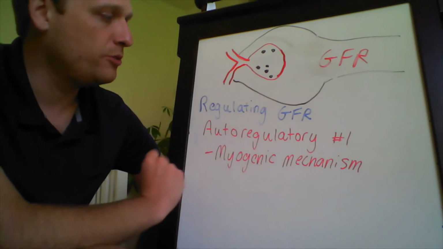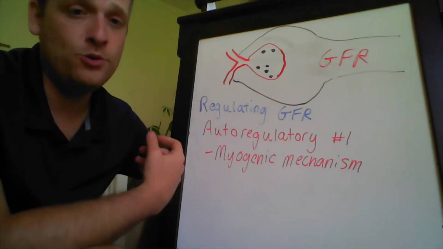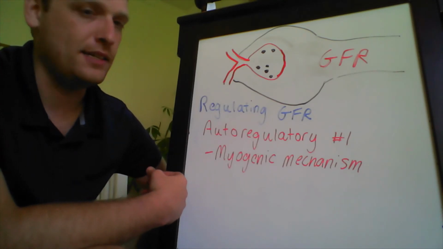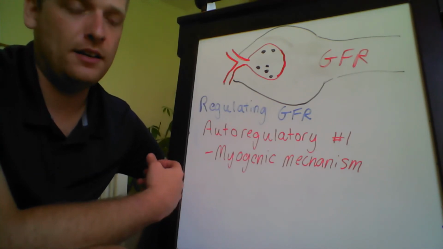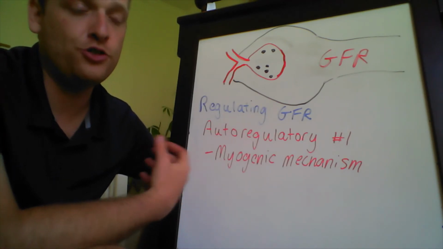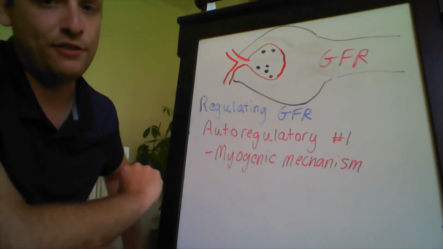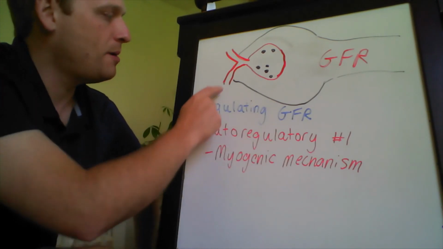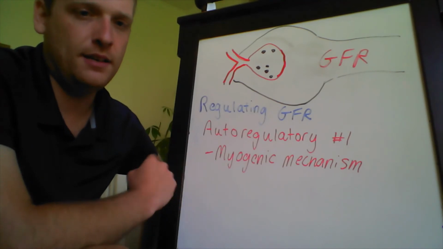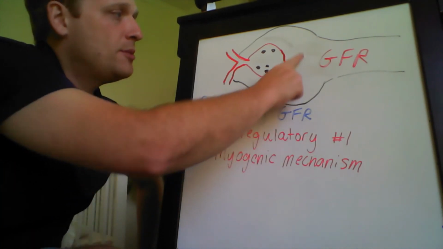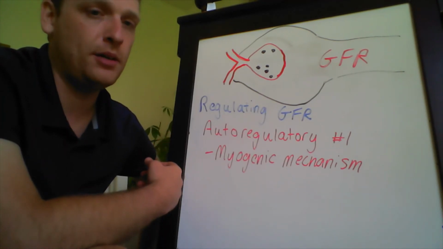So the first auto-regulatory mechanism is one term that you might be familiar with, the myogenic mechanism. And what that means is it's going to cause a change in contractility, contraction or dilation, of smooth muscle surrounding the afferent arteriole. So remember, the afferent arteriole is the faucet. Let's say we have an increase in blood pressure. You would see a corresponding increase in the glomerular filtration rate due to that increase in blood pressure.